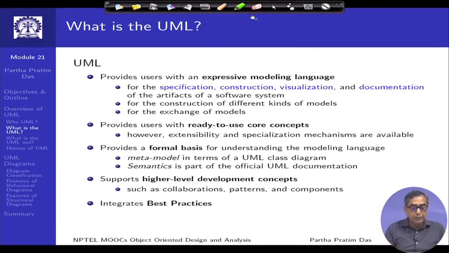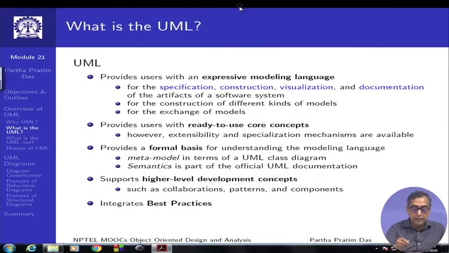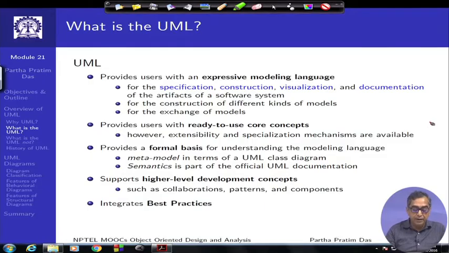So, what is UML? UML can be looked at in various dimensions. First of all, it is an expressive modeling language. It is a language to model. It is said to be an expressive language because it allows you to model almost anything that you need to model, starting from specification to construction to visualization to documentation, everything that you need in the whole life cycle of software development, system implementation development can be captured in UML.